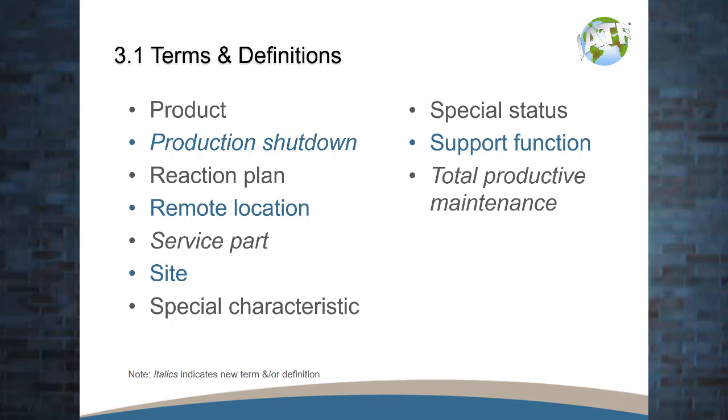Total productive maintenance is new. So not predictive maintenance, but productive maintenance. TPM, but the P is productive, not predictive or preventive, as we've seen in the past. Trade-off curves is new. So is trade-off process. So that's a rundown of the terms and definitions in 3.1 in the standard.